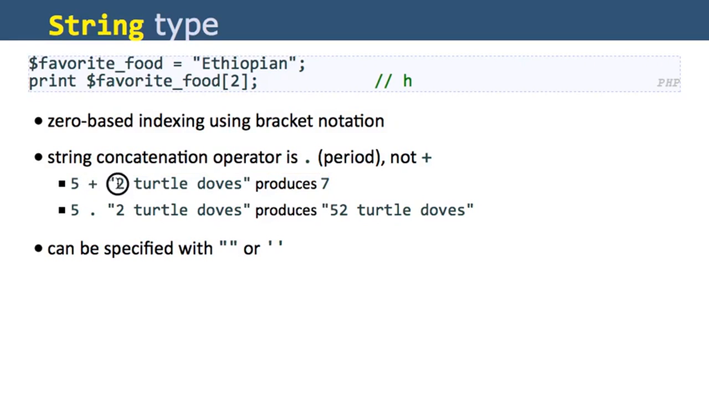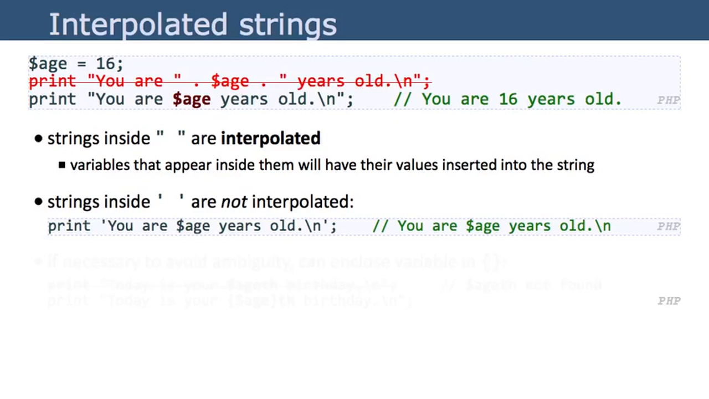Again, 5 plus quote something with an int in it, PHP automatically tries to convert this to a string. So 2 turtle doves, it will interpret as a 2, but if we use a dot, this results in concatenating, converting this 5 to a string, and then concatenating it to the string. So that'll produce 52 turtle doves.